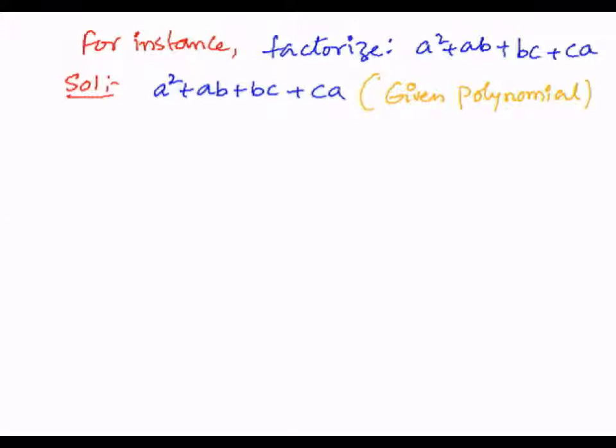first of all we have to group the terms in such a manner that there exists one common factor. So here, as per step number 1, a square consisting a in it and ab consisting a in it. So here I want to group a square and ab as one group, that is the first group. Then I want to group bc and ca. There exists a common factor, that is c in it.